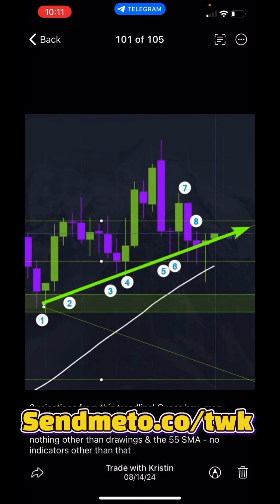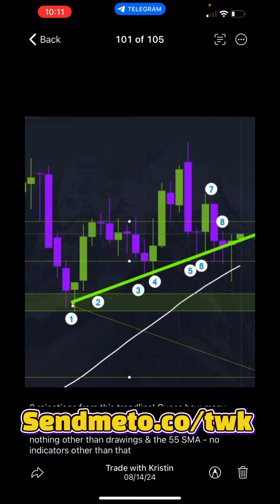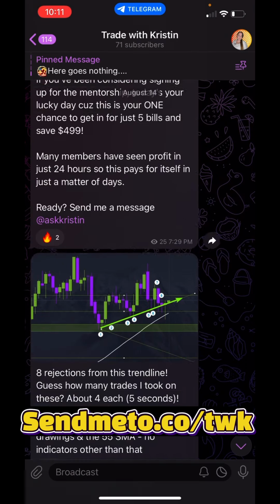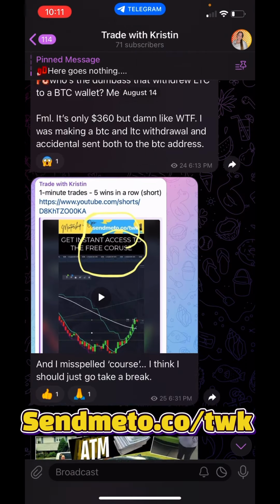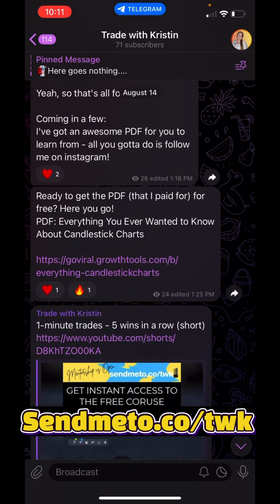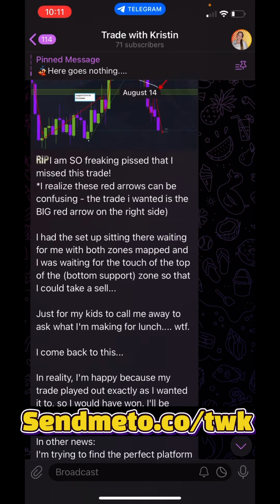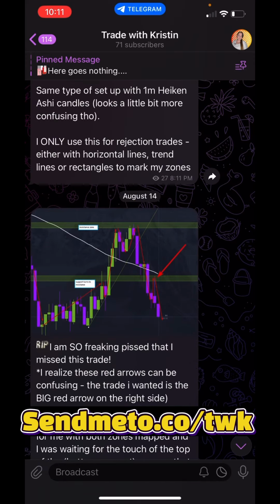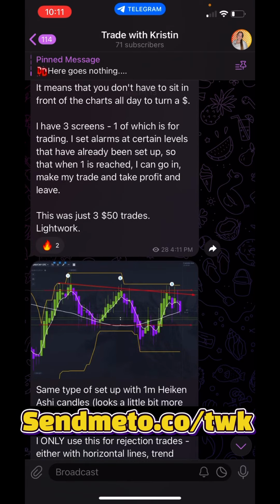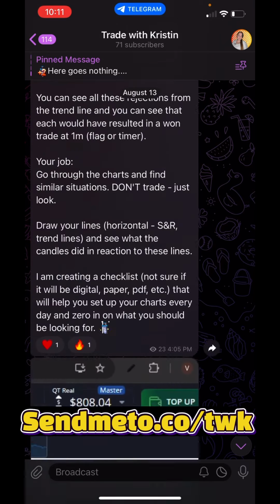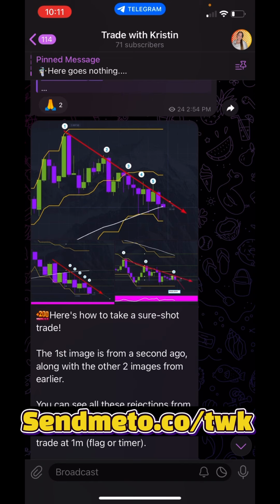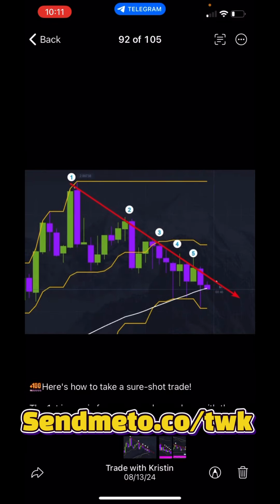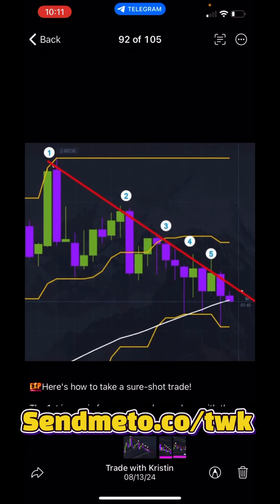So are there any other indicators that are required with this? No, there's not. Are there a bunch of rules that you got to learn? No, there's not. Is it really easy? Yes, it is. Can anyone do it? Yes, you can. And is this something that is going to take you a ton of time and money to learn? No, it's not. You can even see right here, we have 1 touch against a trend line, 2, 3, 4, 5, and then that's it.